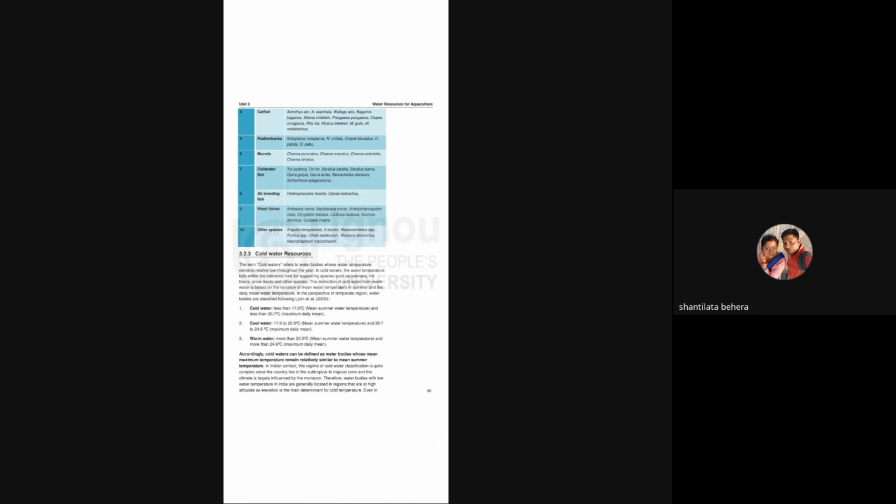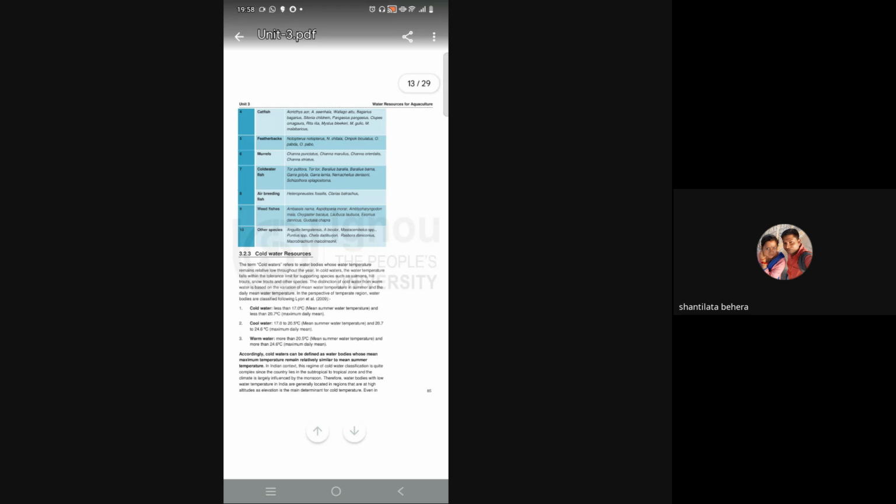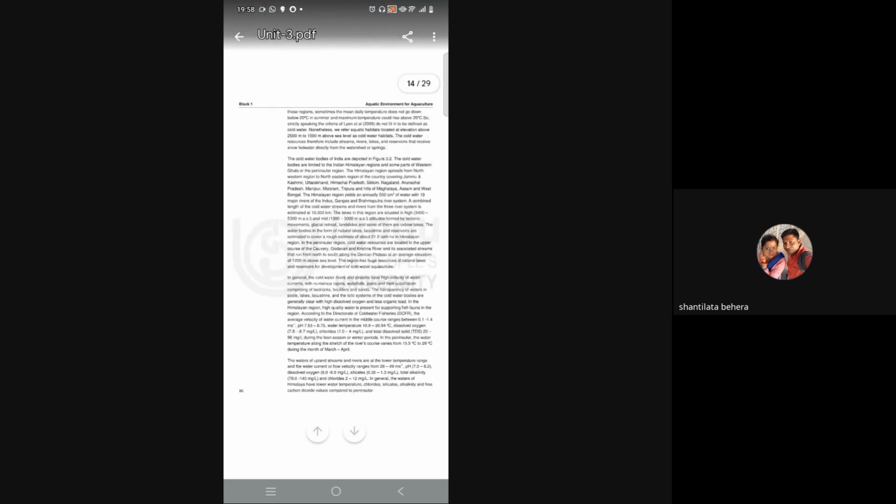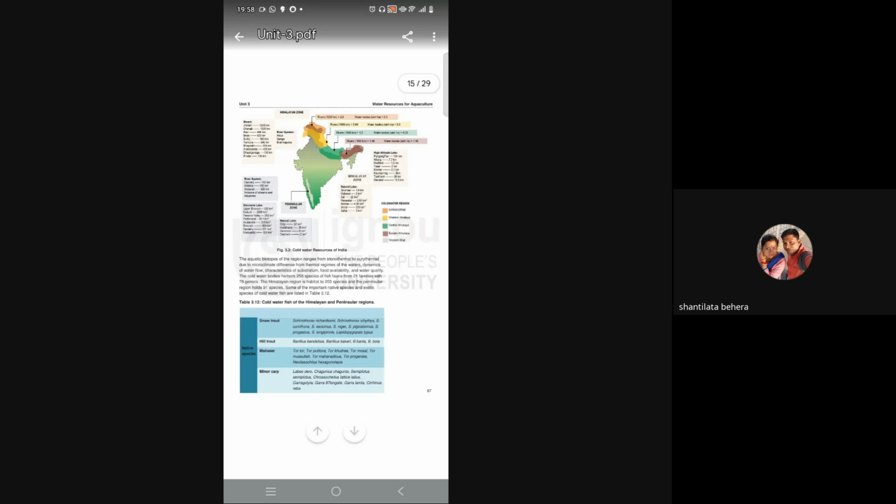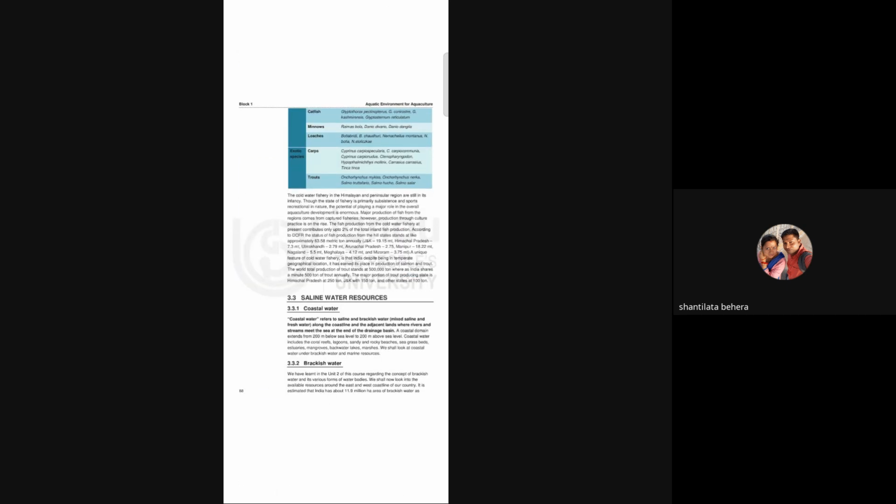Next is cold water resource. Cold water resource means having the lowest temperature. Cold water we call less than 17 degree Celsius. Where the temperature is less than 17 degree Celsius, we call it cold water. Okay, some fishes prefer to grow in the cold water. So for the cold water fish, we have to maintain cold water, like provide cold water for their proper growth and development. In table number 3.12, you can see different cold water fishes which can be grown in the cold water.